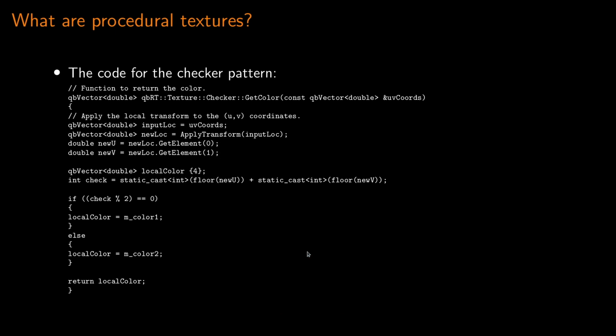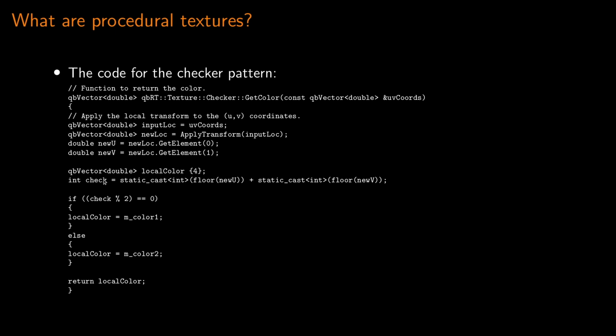Okay, so the code to implement the checker pattern is actually really very simple. We're going to look at the code in more detail in a moment. We have a simple function within our texture class, our checker class for the texture, called getColor, that accepts as input a two-dimensional vector with the UV coordinates. We apply a local transform to it. Again, I'm not going to go over that in great detail now. That was described before in the previous episode. We get new U and new V.